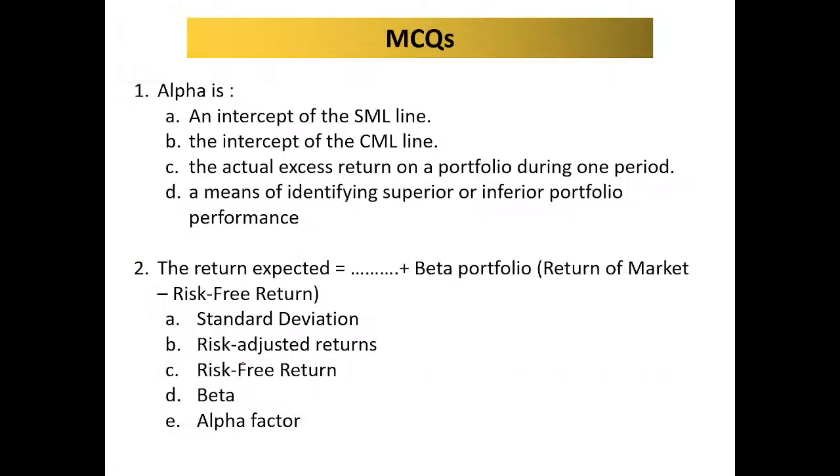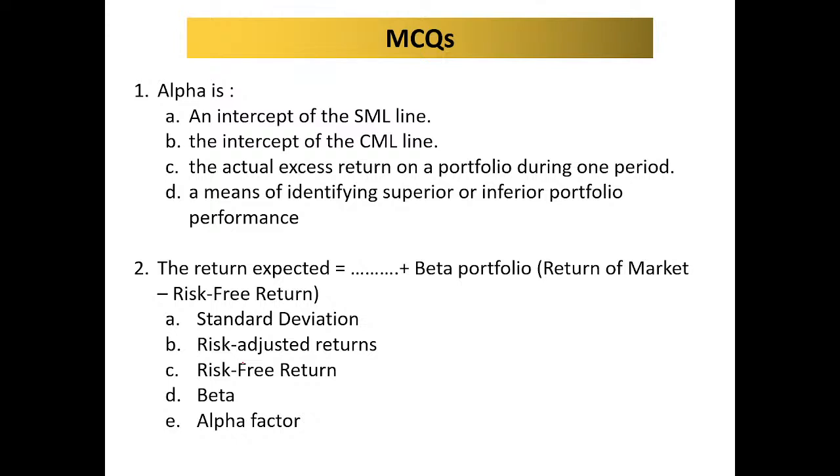Now, let's move to the MCQs. I hope the concepts which we have discussed yesterday and today are clear to you all. And so now we are moving towards the MCQs. The first one, alpha is: an intercept of the SML line, an intercept of the CML line, the actual excess return on a portfolio during one period, a means of identifying superior or inferior portfolio performance.